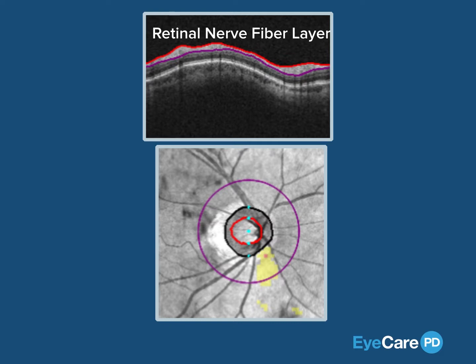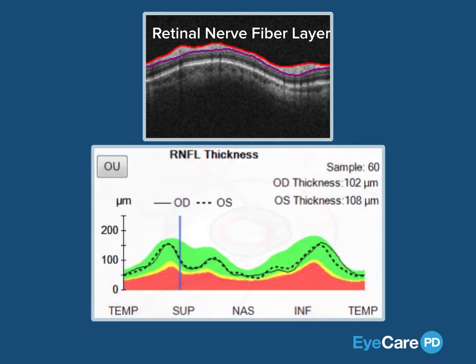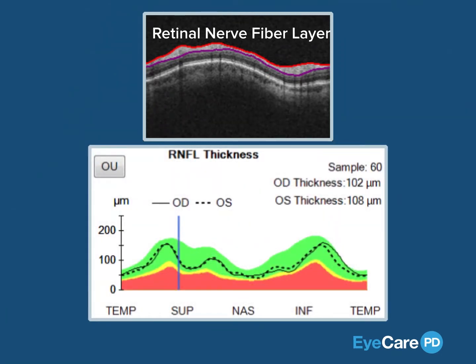Recall that a T-SNIT display is simply a quick way to say that the circular tomogram is best viewed following along from the temporal zone to the superior zone to the nasal zone to the inferior zone and back again to the temporal side. The T-SNIT display is often with both eyes overlaid upon the same graph to allow for a comparison.